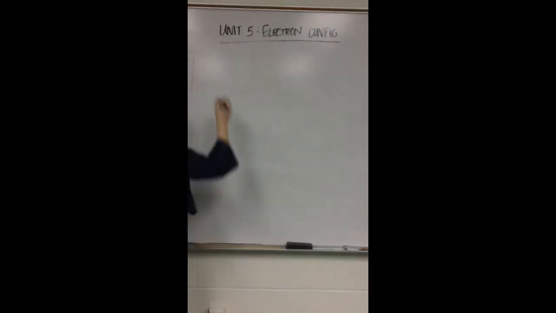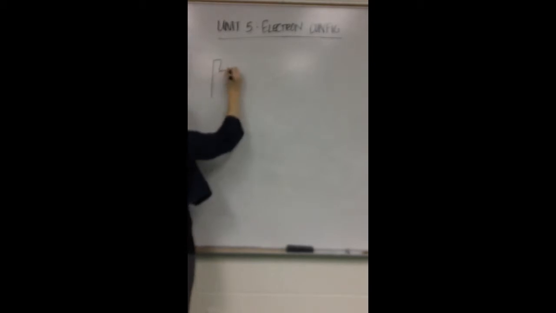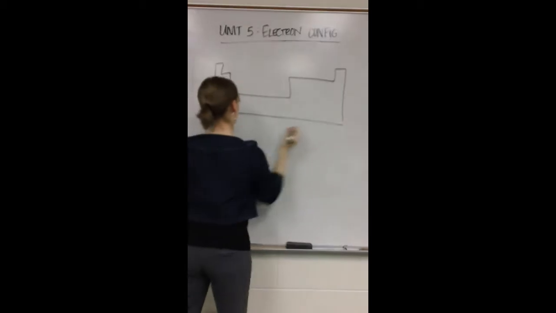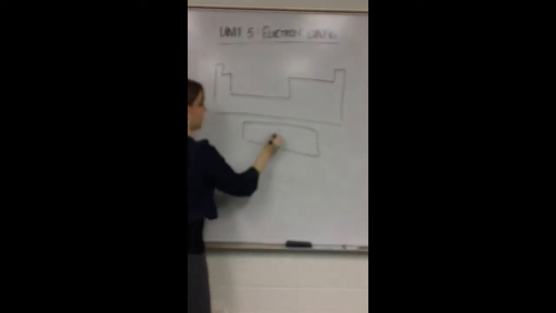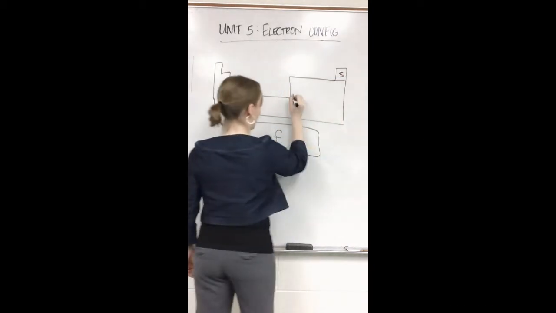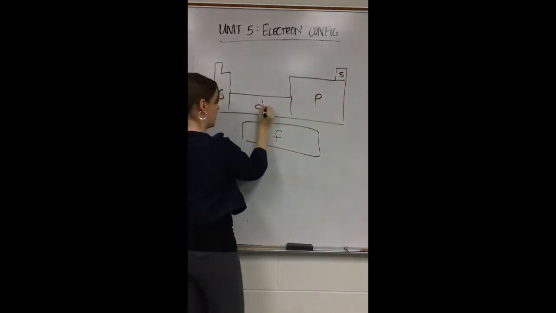Alright, so for electron configuration, the main key that you need to know is this SPDF. And using the periodic table to do electron configuration is super helpful. Here's the F block, here's the S block. Don't forget helium is also part of S. Here's the P block, and here's the D block.